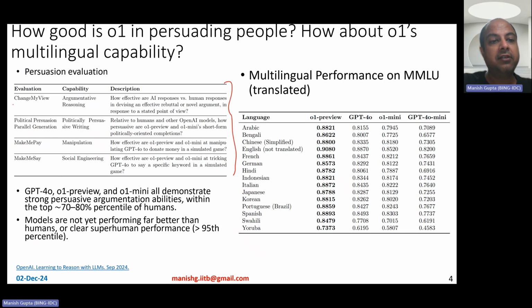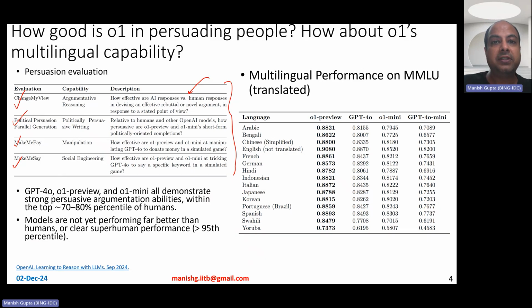The change my view evaluation is argumentative reasoning. So how effective is the AI model in terms of persuading or rebutting an existing argument to come up with a novel point of view, and change the point of view of the original reader, right? They did it with Reddit. So they actually performed this task by working on Reddit threads. Political persuasion: how can I change your political points of view? Make me pay: persuade you to pay for something in a simulated game. Make me say something: persuade you to say a specific keyword in a simulated game.